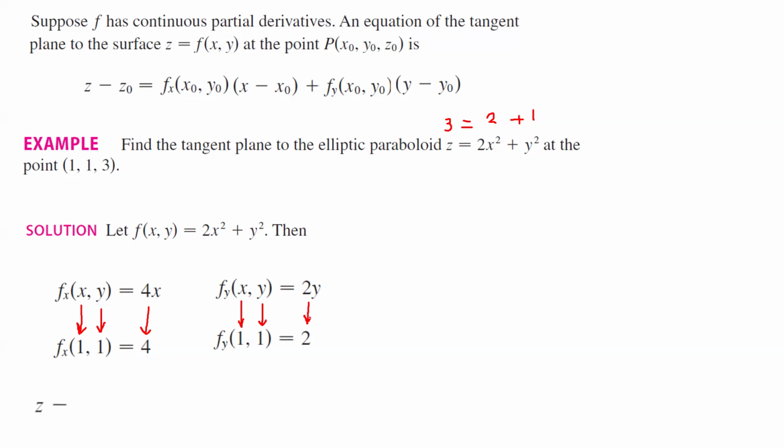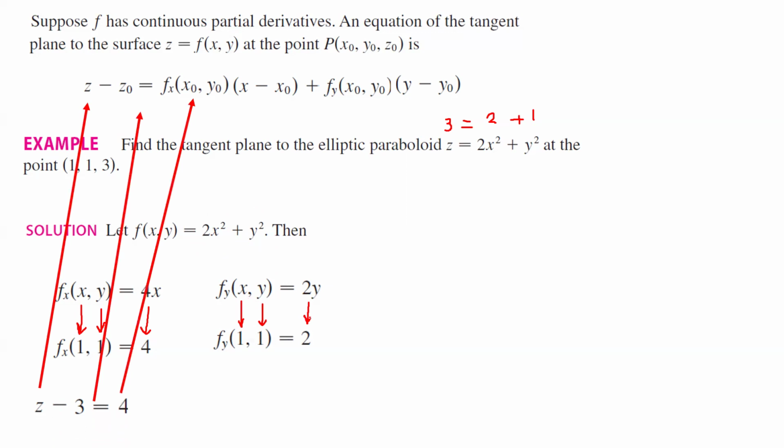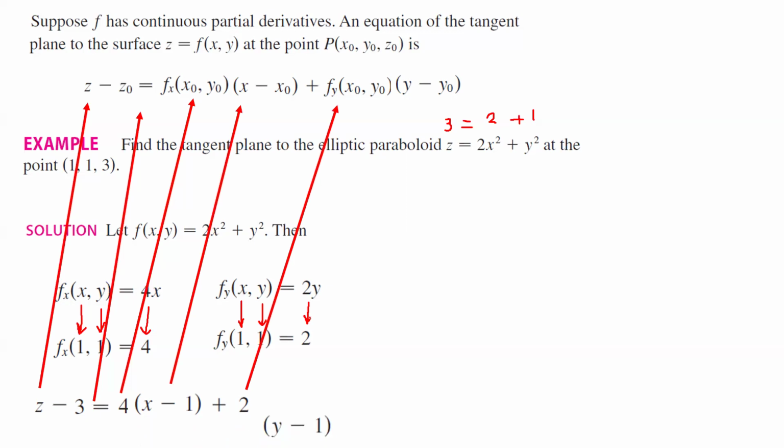So now let us take a look at our formula. z minus z sub 0, which is 3, equals 4, which is the partial derivative of f with respect to x at the given point, times x minus x sub 0, which is 1, plus the partial derivative of f with respect to y that we just calculated, which is 2, times y minus y sub 0, which is 1. If you simplify this, the tangent plane equation is indeed a plane. z is equal to 4x plus 2y minus 3.